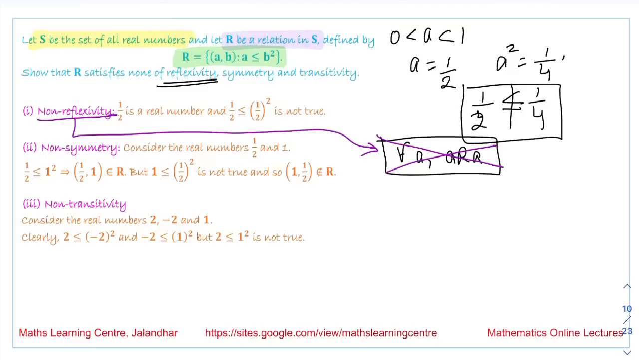We have found a counter example, that is if we take A is equal to 1 by 2, then 1 by 2 is not related to itself, that is 1 by 2 is not less than or equal to B square.